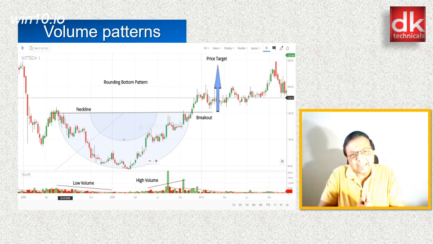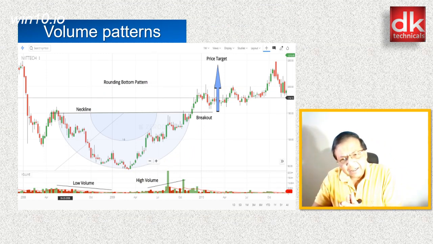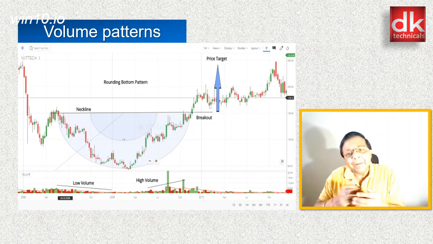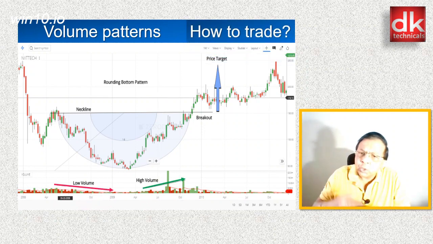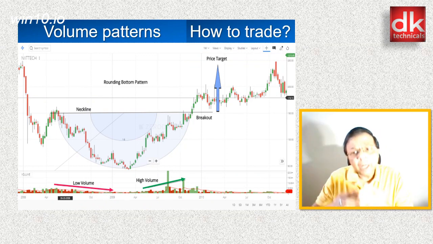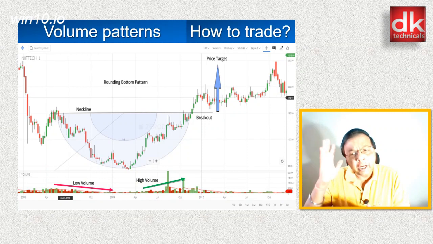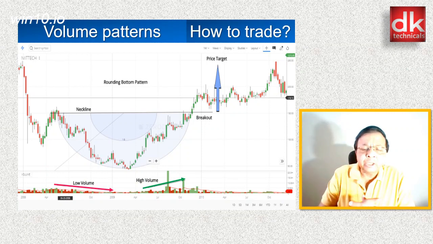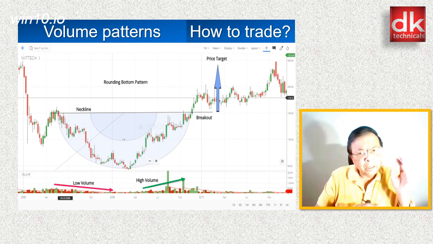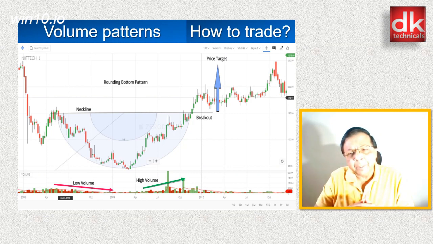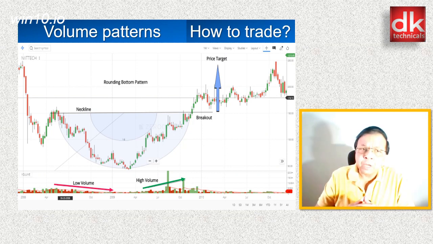So now let's understand the volume patterns in rounding bottom formation and what are the methods that we adopt to trade. So friends, we will discuss how to trade the rounding bottom patterns or take a positional view, because ultimately such patterns need to be considered for positional trading or investment perspective. So friend, it's very important to understand the formation of pattern, its breakout, and what are the volume patterns that appear when we observe a rounding bottom.